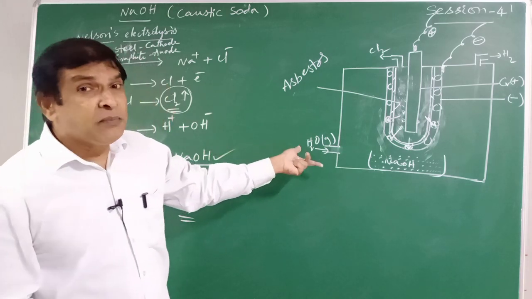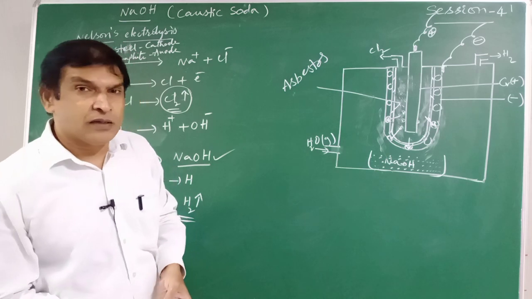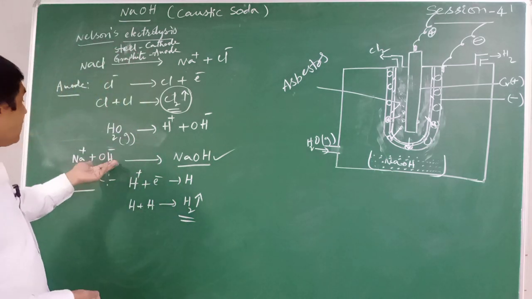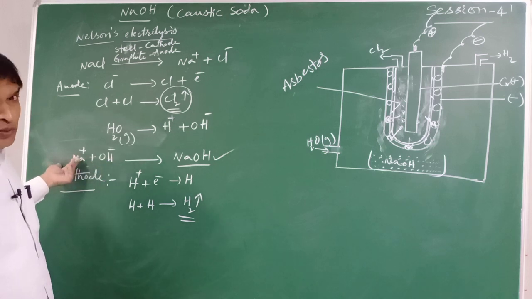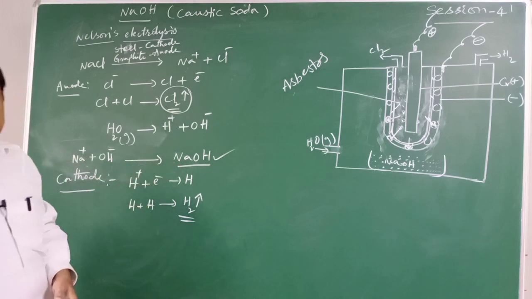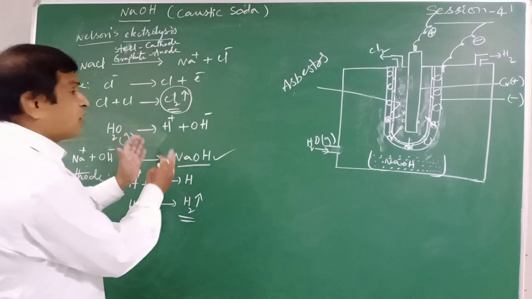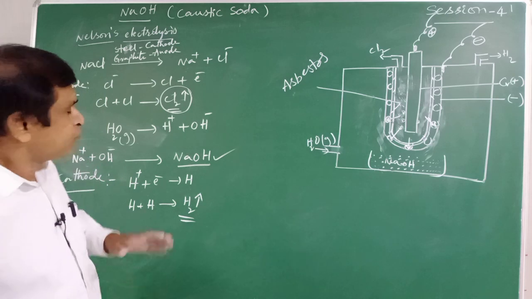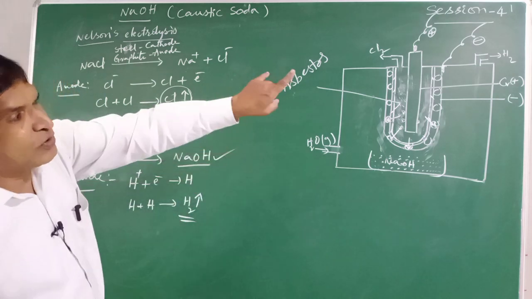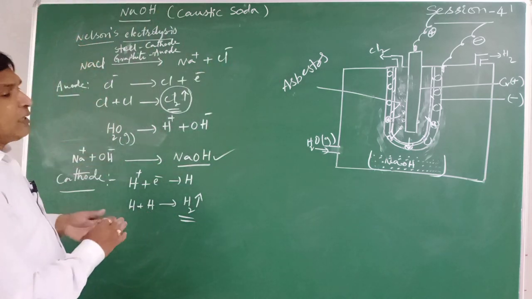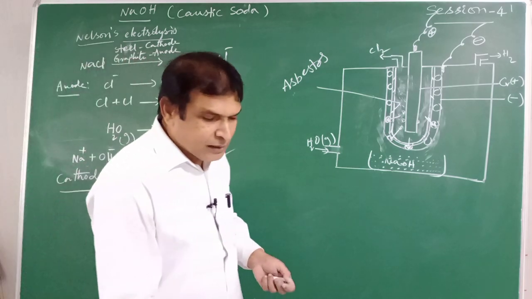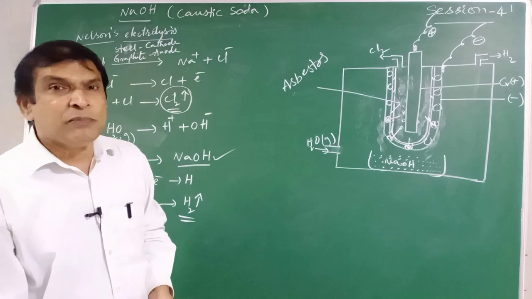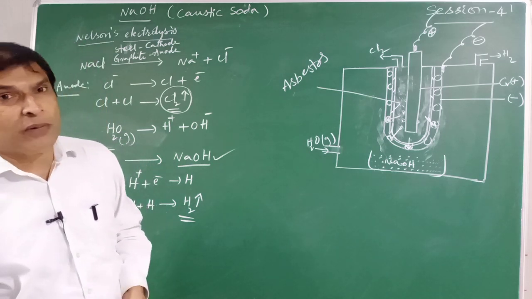A blast of steam is allowed from the bottom of the Nelson cell. The hydroxide ions of steam combine with sodium ions at the cathode and form sodium hydroxide. The sodium hydroxide is collected in the receiver placed at the bottom of the Nelson cell. Hydrogen gas is liberated at the cathode. That's all about Nelson's electrolysis method. Now, let us see some important chemical reactions of sodium hydroxide.